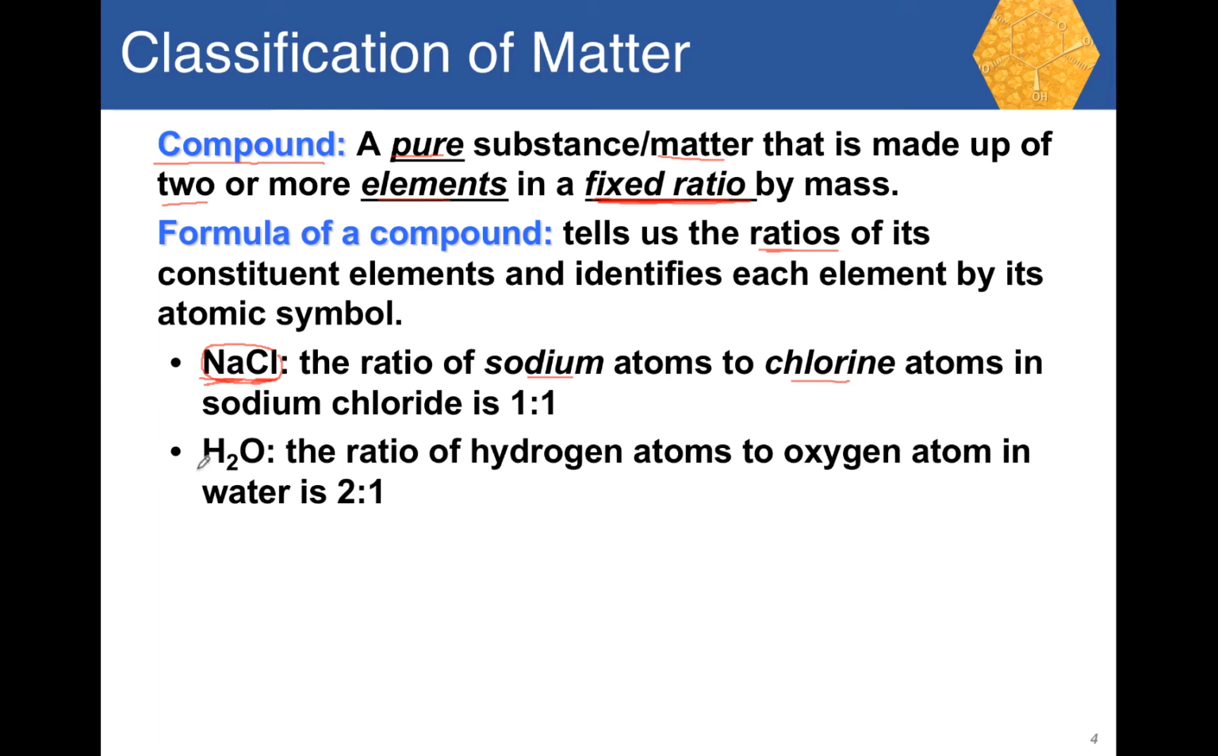Another example is water. Notice it's written a little differently here because it has a subscript 2. This tells us the ratio of hydrogen atoms to oxygen atoms, which means that there's 2 hydrogens to 1 oxygen, so we write it as H2O. Notice we do not write it as H2O1 because 1 is understood.